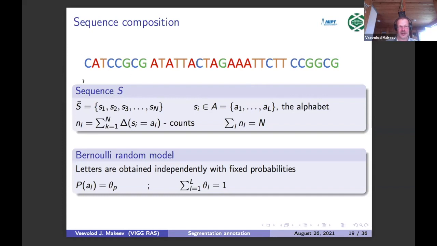Also, within each segment we've got the number of counts. In the case of segment 1, the count for A is 1, the count for C is 4, the count for G is 2, and the count for T is 1. So we've got counts n_l, and the number of different l's is the same as the number of letters in the alphabet. And so, the Bernoulli random model, or maybe the multinomial model, as it's also known: letters are obtained independently with fixed probabilities, and those probabilities of having different letters sum up to 1. So this is the normalization condition.